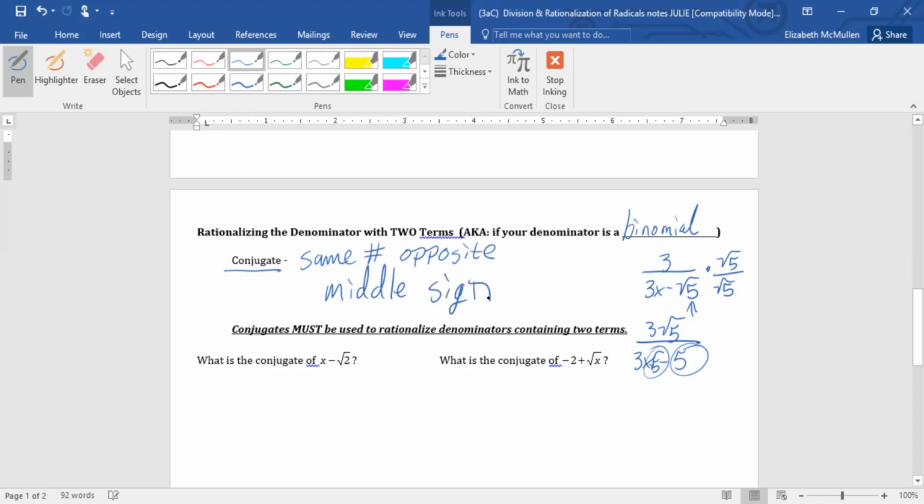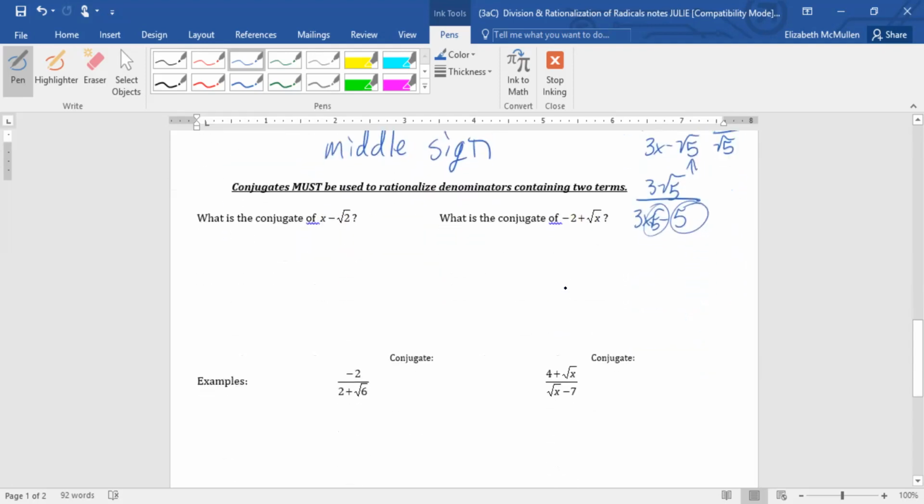All right, what do I mean by this? Well, let's look at our examples here. It's asking you, what is the conjugate of x minus radical 2? Same numbers, x and radical 2, change the middle sign. This is minus, so we're going to use plus.